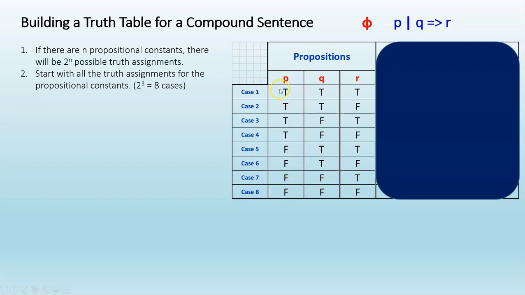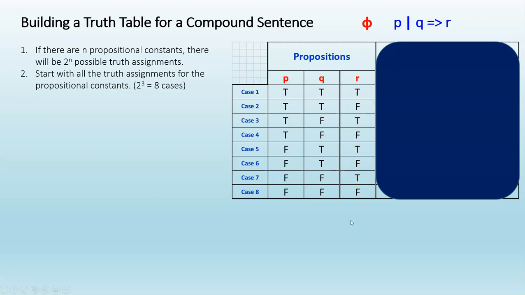So to build an 8-case truth table, here's a trick. You're going to start by writing down 4 truths and 4 falses. In other words, divide the cases in half, make the first half true and the second half false. Then move to the next column and make true, true, false, false, true, true, false, false. And finally in the last column do true, false, true, false, true, false, true, false.